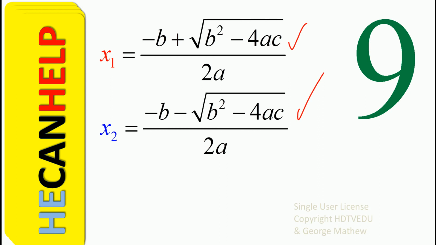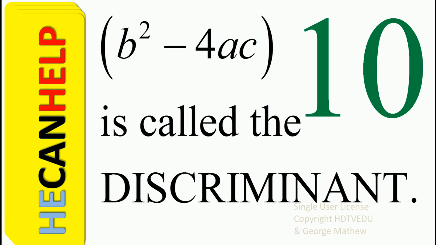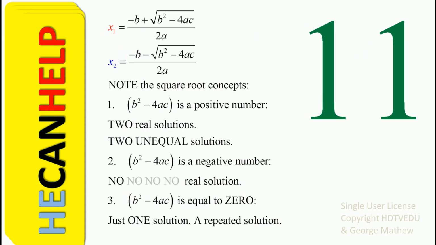Negative b plus square root of b squared minus 4ac over 2a, and negative b minus square root of b squared minus 4ac divided by 2a. b squared minus 4ac is called the discriminant. So we get two solutions, and note the square root concepts. If b squared minus 4ac is a positive number, what happens? We get two real solutions and they're unequal.